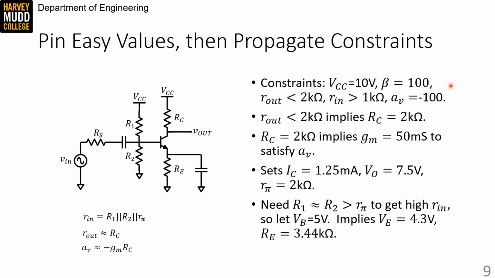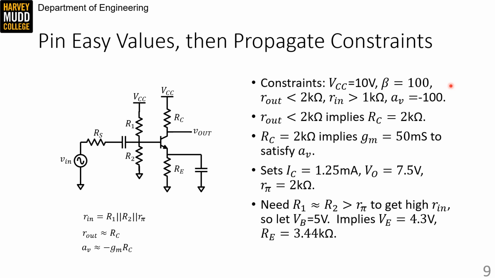Further, because the parallel operator favors the minimum value that it operates on, it doesn't help to make R1 bigger or smaller than R2. So let's assume they're about the same, which will put VB at 5 volts. We know VE is a VBE on drop below VB, so it'll be at 4.3 volts. And if VE is going to be at 4.3 volts, then we can use that knowledge to pick RE, which will set IC in turn.